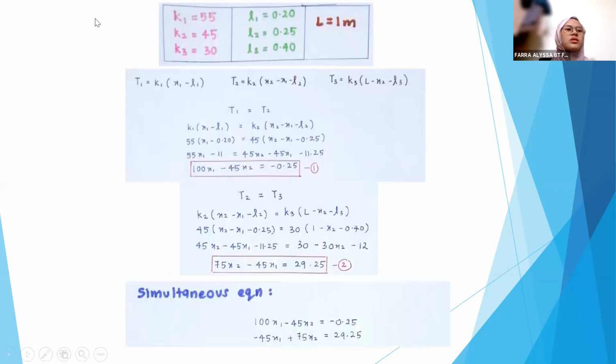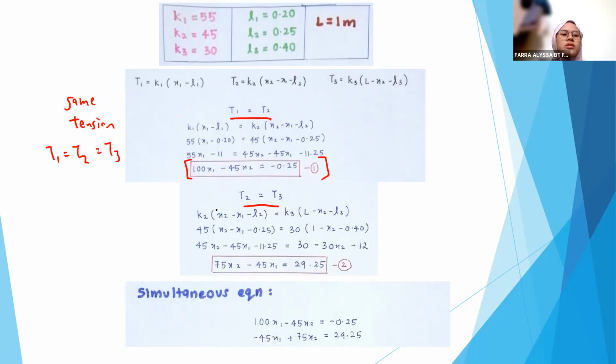Okay, first of all, since the forces are in equilibrium, all springs have the same tension, which means T1 is equal to T2 is equal to T3. So T1 is equal to T2. We convert T1 and T2 to their respective equations that we got earlier and substitute all the values that were given by the question. And then you have to solve the equation algebraically.